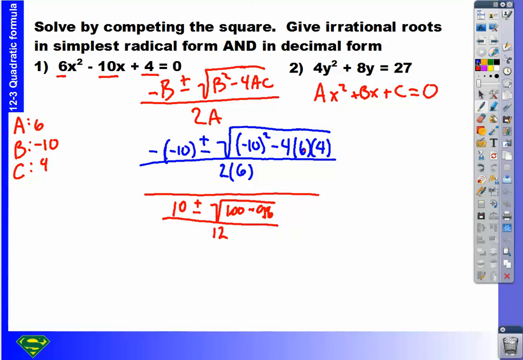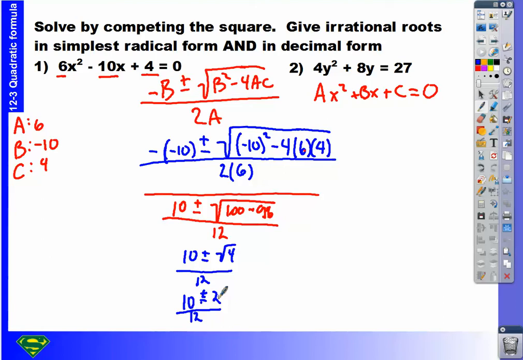So what is 100 minus 96? Well, it's 4, so we get 10 plus or minus the square root of 4 over 12. Well, what is the square root of 4? Well, the square root of 4 is 2, which is really helpful. So really, we end up with 10 plus or minus 2 all over 12. Now at this point, I have to tell you, it's not always going to work out that nicely that you have a whole number here, and that's okay.